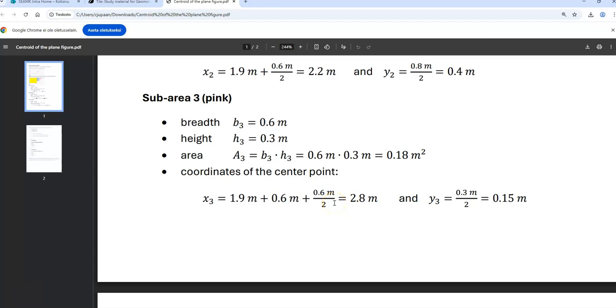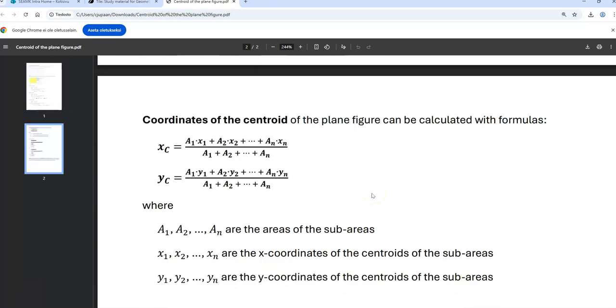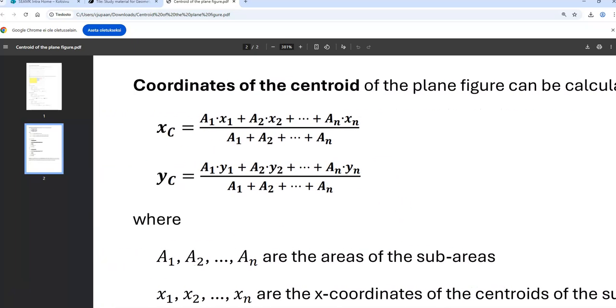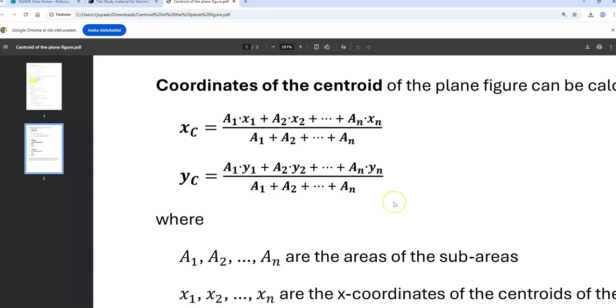Okay, now we have found the important numbers for every sub-area. We know the area and we know the coordinates of the center point of each figure there. And then we find out the formula for the coordinates of the centroid or middle point or center point of the figure. And here is the formula. It is quite easy to remember this.